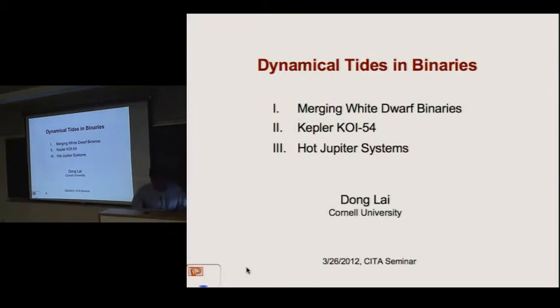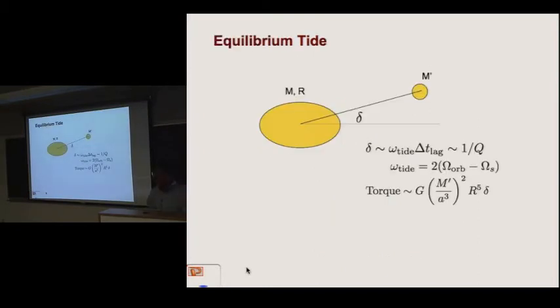To begin, let me quickly remind you, for those of you who do not usually do this kind of thing, that tides is an old topic in astronomy. The traditional way of looking at tides is based on the so-called equilibrium tide theory, more than 100 years old. The equilibrium tide corresponds to the global quadrupolar deformation of the star.